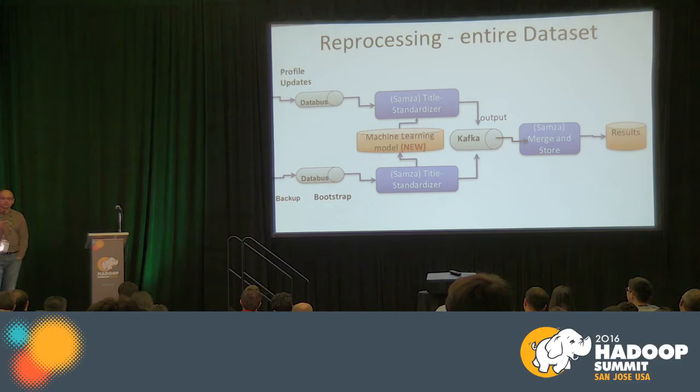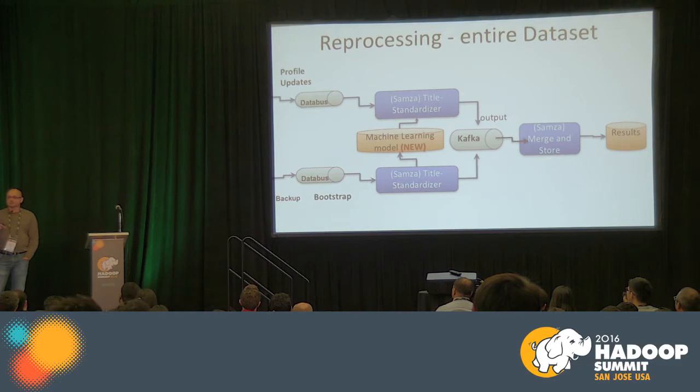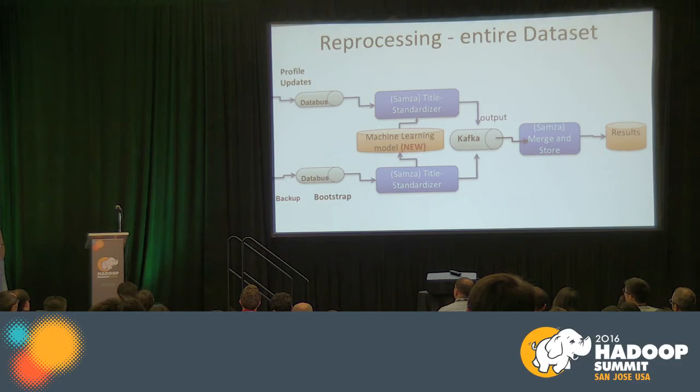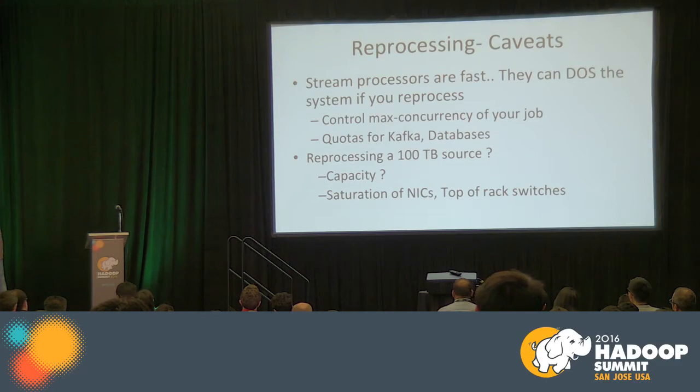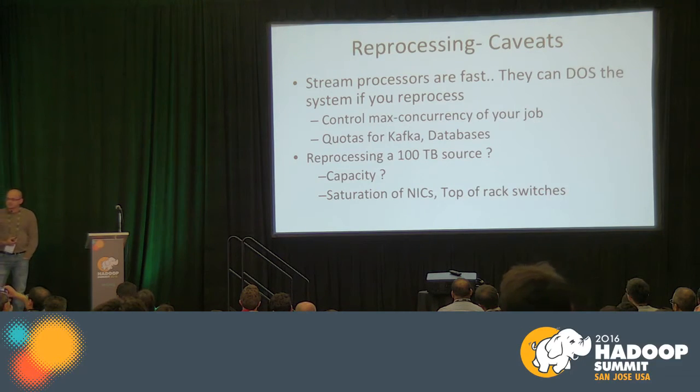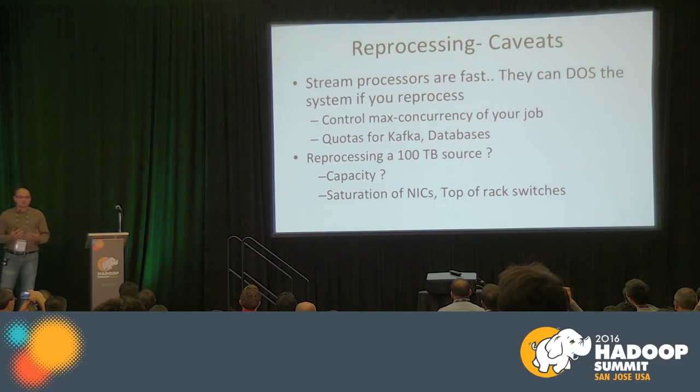What you can do is you can have a RocksDB clone of the database, so that every time you write to the database, you also write to the local RocksDB, and that way all the reads are happening out of the local RocksDB. But regardless, the thing kind of works, but there's still a bunch of caveats. First off, stream processors are pretty fast, so it is very easy for you to DOS the system. So you need to have a bunch of safeguards to protect your live system.